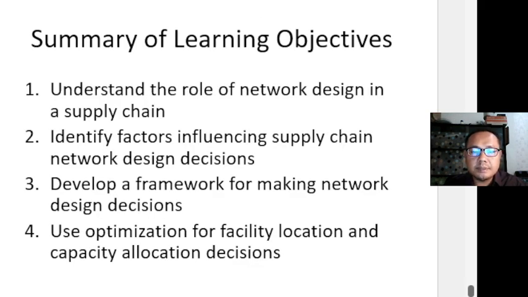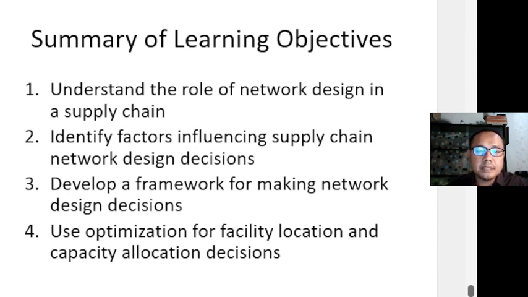So in summary of this chapter, we try to understand the role of network design in the supply chain. Network design decisions include identifying facility roles, locations and capabilities, and allocating markets to be served by different facilities. These decisions define the physical constraints within which the network must be operated as market conditions change. Good network design decisions increase supply chain profit. The second goal is to identify the factors influencing supply chain network design decisions, and then develop a framework for making network design decisions.